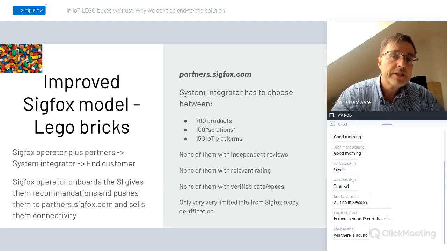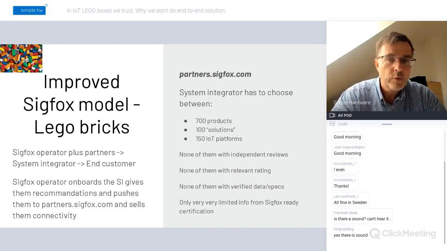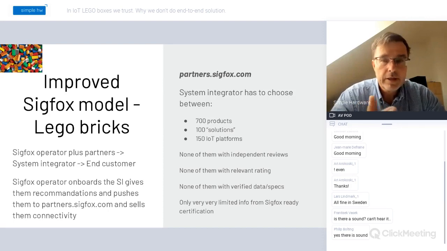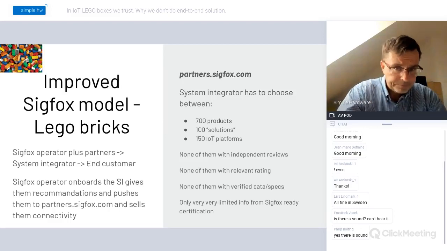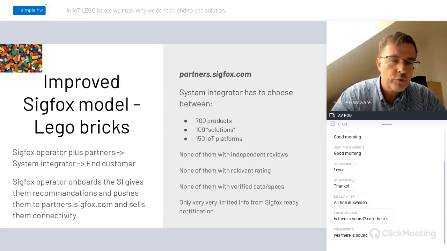And the classical model is improved here, in that at least we, as Sigfox operators, give some guidance to the system integrators. So we tell them this is the hardware that we recommend, or go to partner.sigfox.com to see which platform you can use, or we have tested this and this. It's a little bit nightmarish that each of the Sigfox operators, currently 60 of them, is testing each of the hardware devices in the market in order to recommend it to the system integrators. It's a huge drain on the resources, and we think that definitely this is something that could be improved and should be improved.